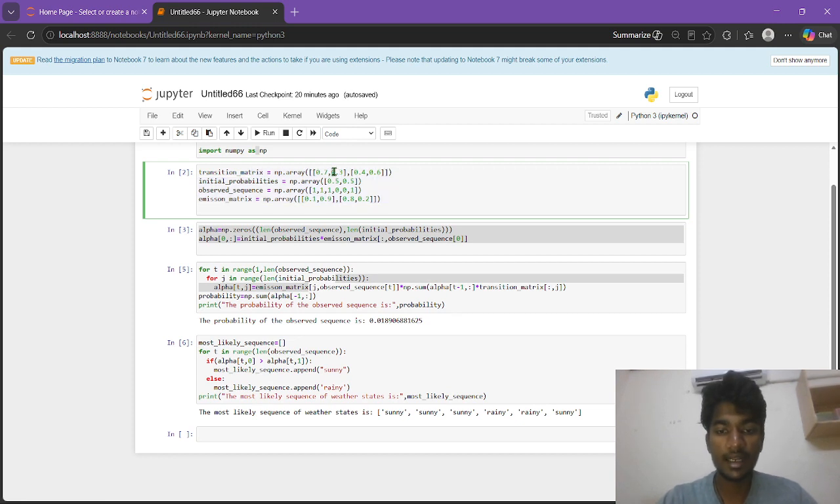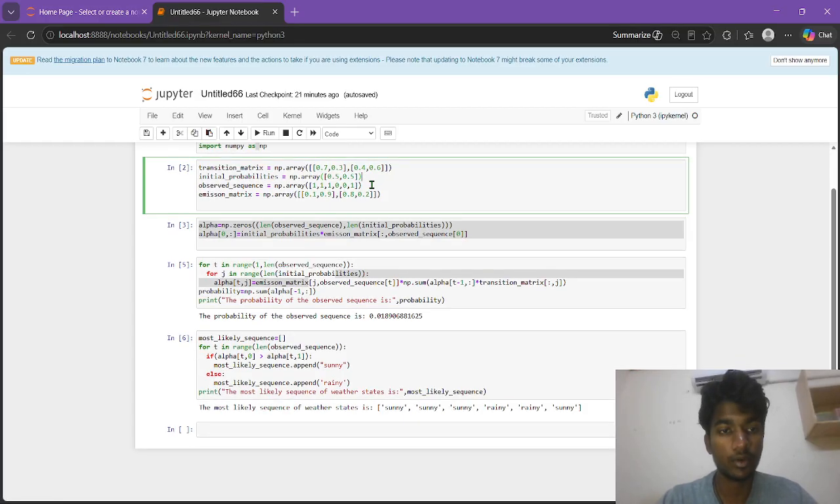Firstly, the transition matrix. This represents the probability of moving from one weather state to another weather state. If today it is sunny, tomorrow is sunny with the probability of 0.7, and if today is sunny, tomorrow is rainy with the probability of 0.3.